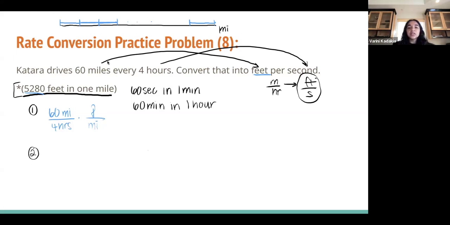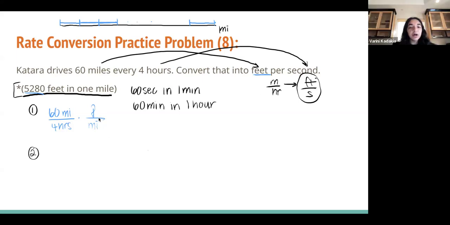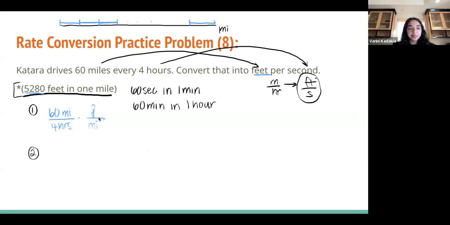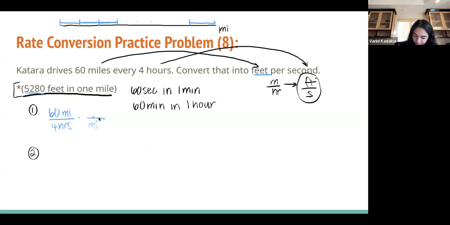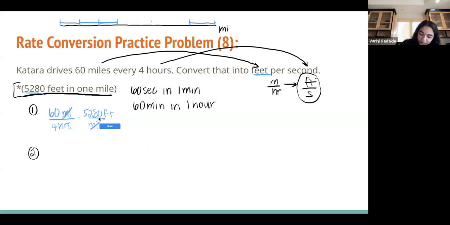But now let's take into consideration what we want to find. We want to find feet. So what should I put on the top so that when I multiply through, I get feet per hour using the ratio? 5,280 feet. Okay. So we're going to put 5,280 feet over here, right? Now we can cancel the miles out and we're left with 60 times 5,280 feet over 4 hours, right?